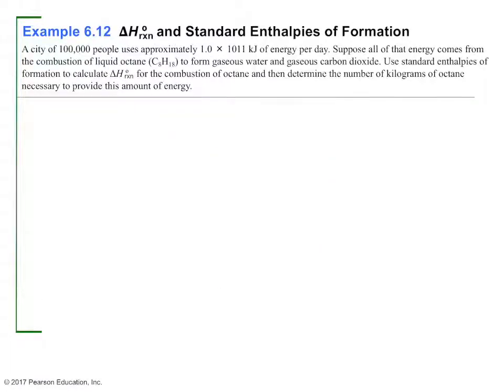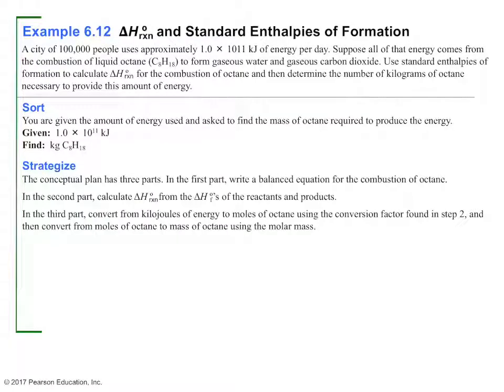Okay. So, a city of 100,000 people uses approximately 1 times 10 to the 11th kilojoules of energy per day. Suppose all of the energy comes from the combustion of octane to form gaseous water and gaseous carbon dioxide. Use standard enthalpies of formation to calculate the heat of the reaction for the combustion of octane, and then determine the number of kilograms of octane necessary to provide this amount of energy.